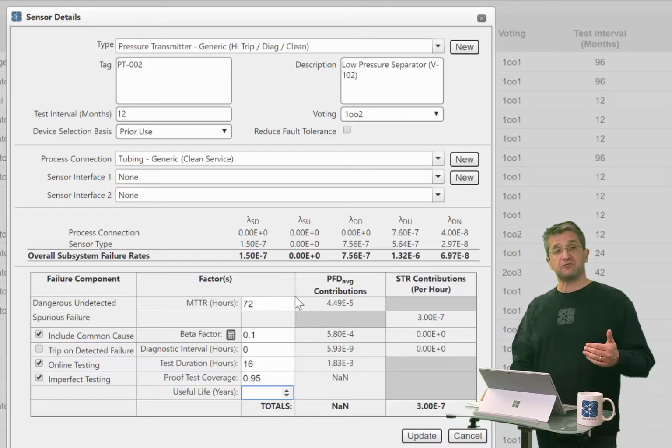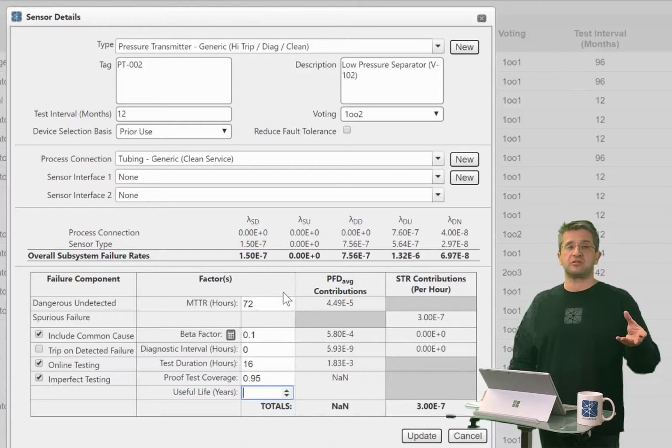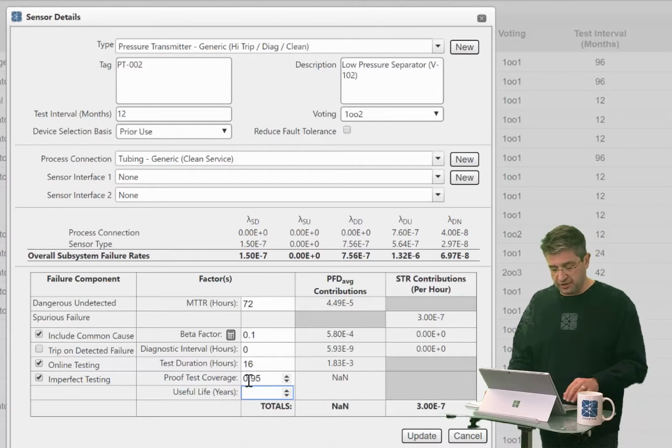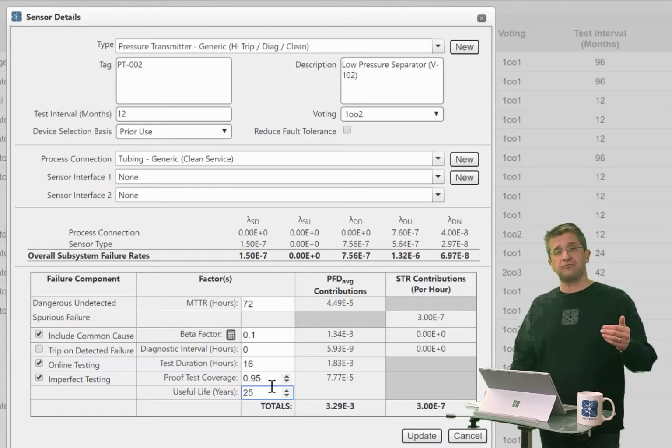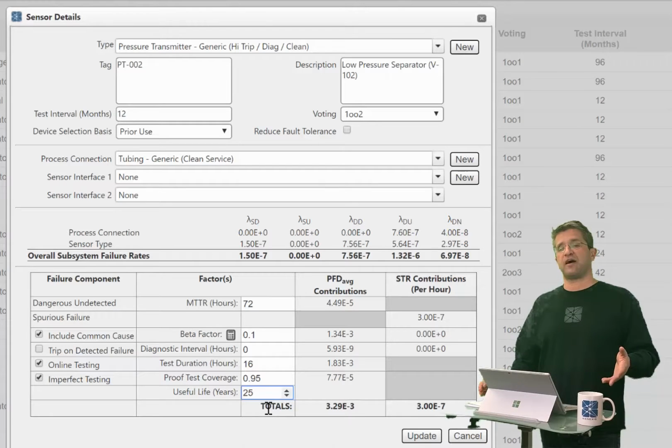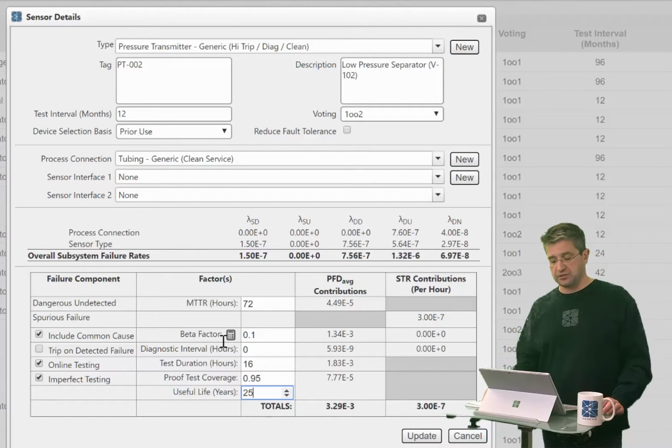For useful life, you're going to enter the amount of time you expect that equipment to be in service. For sensors and logic solvers, you're usually looking at the lifetime of electronics, perhaps 25 to 30 years. And for things like valves, you're looking at a major overhaul period where the valve is taken out of service and completely rebuilt and returned to good as new condition.